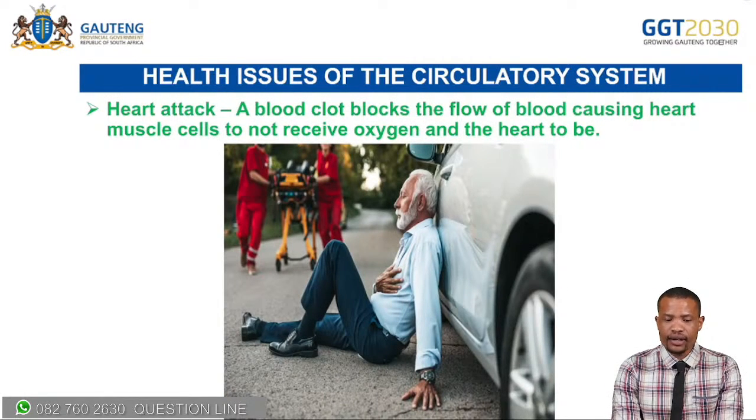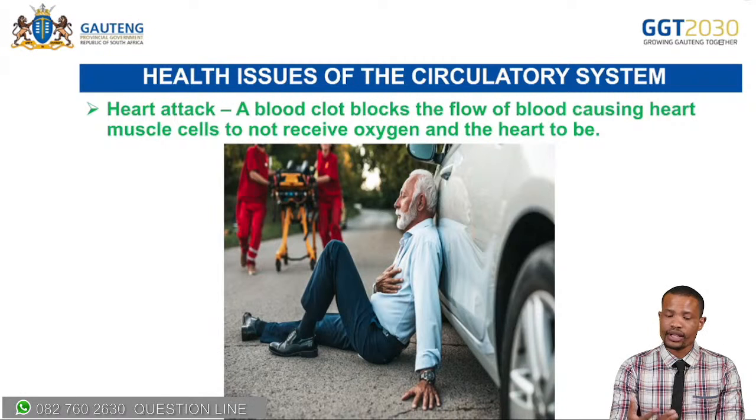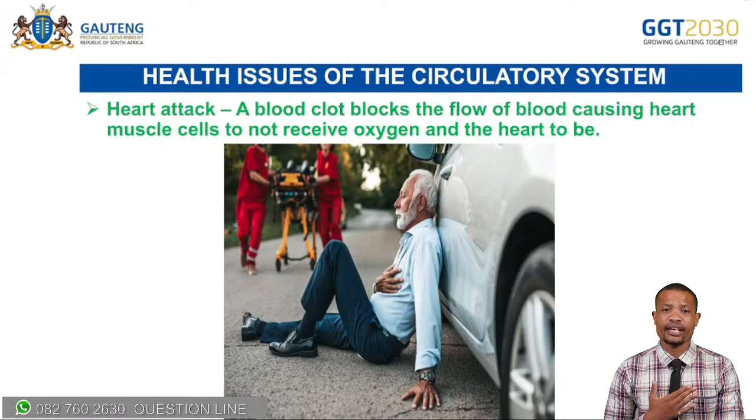Then a heart attack is when a blood clot blocks the flow of blood, causing heart muscles to not receive oxygen and the heart to be damaged. You will find people with heart attacks normally have sharp pains in their chest, and the heart is actually located in the chest.